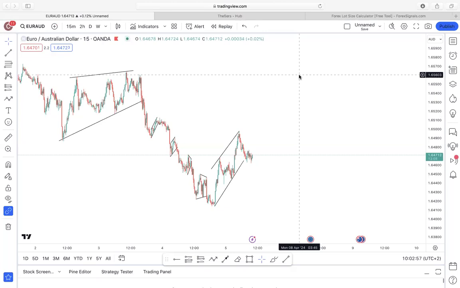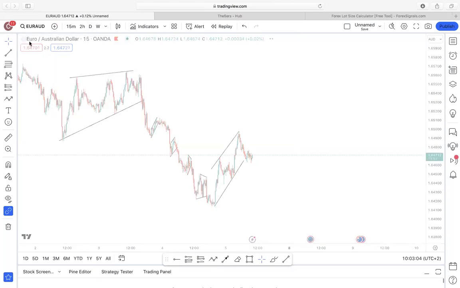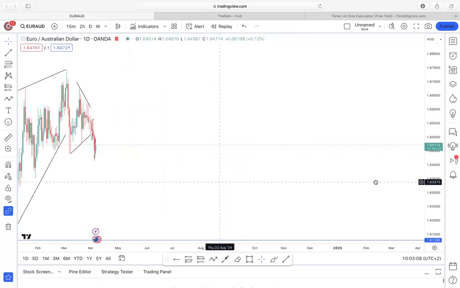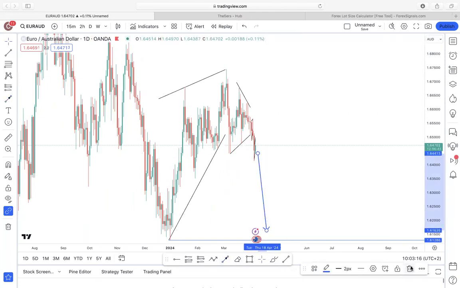Now, guys, in this session, I'm going to be updating you on the pairs that we've been looking at throughout this week. So, without wasting time, let us look at our first pair, which is the euro over the Australian dollar. On the higher time frame, we have price giving us this continuation structure from the breakout. This has the higher probability of impulsing all the way to the downside.